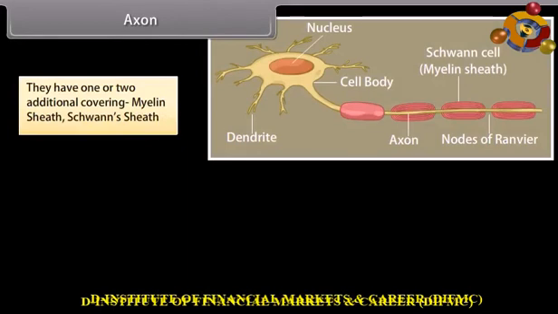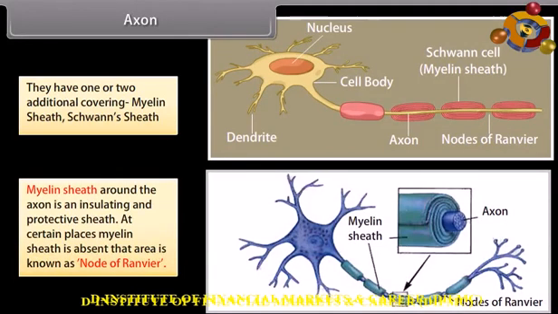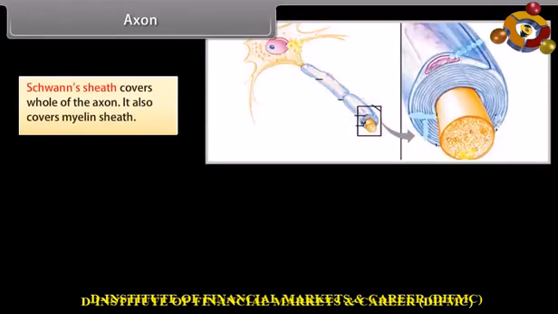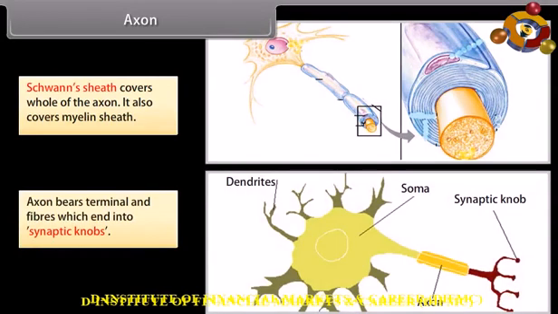Myelin sheath, Schwann sheath. Myelin sheath around the axon is an insulating and protective sheath. At certain places, myelin sheath is absent, and that area is known as node of Ranvier. A Schwann sheath covers the whole of the axon. It also covers the myelin sheath. Axon bears terminal fibers which end in synaptic knobs.